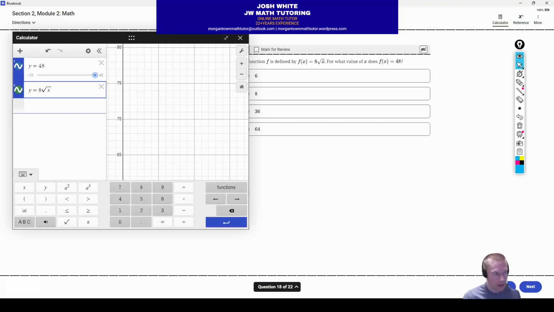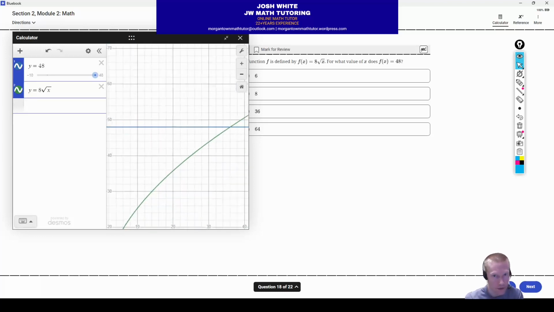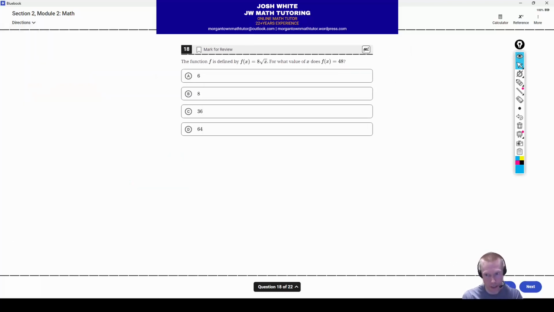We'll come down here to get the radical. Now, zoom back here. We've got to scroll up a ways. Okay, now where do they intersect? Right here, 36, 48. We want the x value from that intersection. So again, correct answer is 36. That's how you could get it in Desmos.